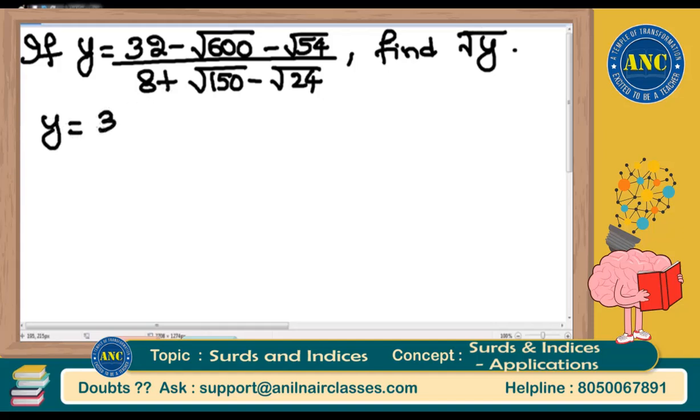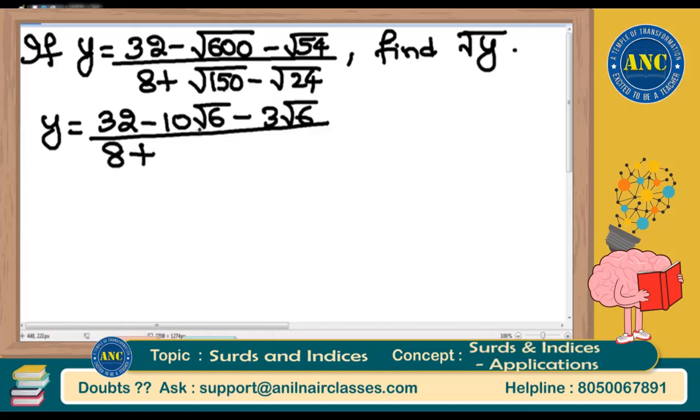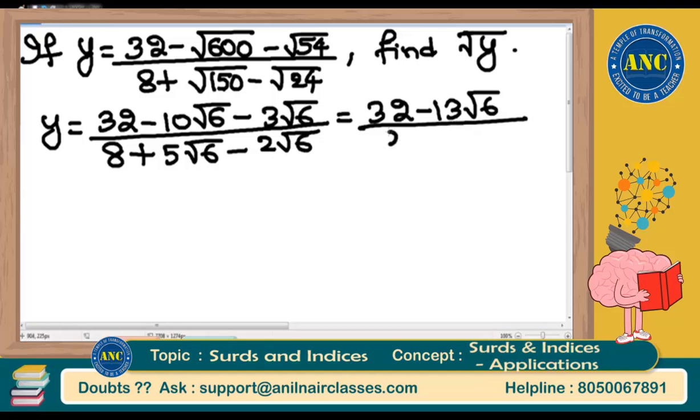Now y is 32 minus root 600, which is root of 100 into 6, which is 10 root 6. This is 9 into 6, which is 3 root 6, divided by 8 plus root 150. 150 is nothing but 25 into 6. Try to express everything as root 6. 25 into 6 is 5 root 6. This 24 is 4 into 6, which is 2 root 6. Further simplify. If I simplify, it is 32 minus 13 root 6 divided by 8 plus 3 root 6.